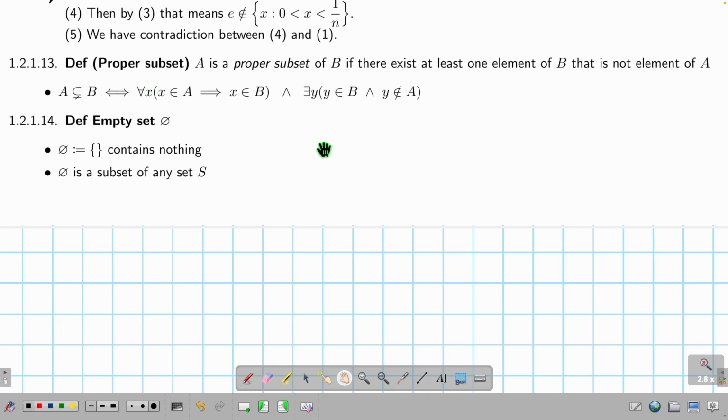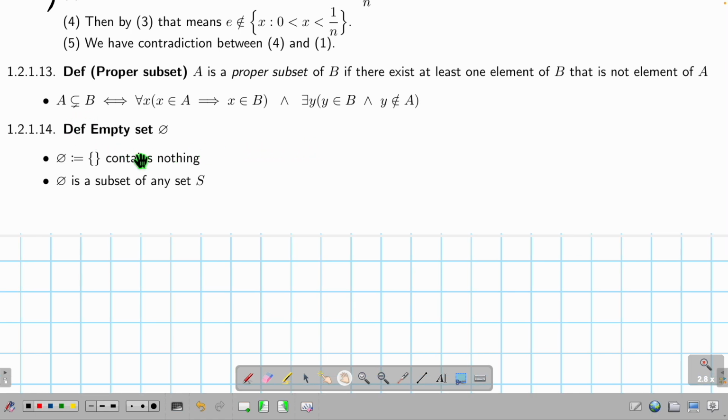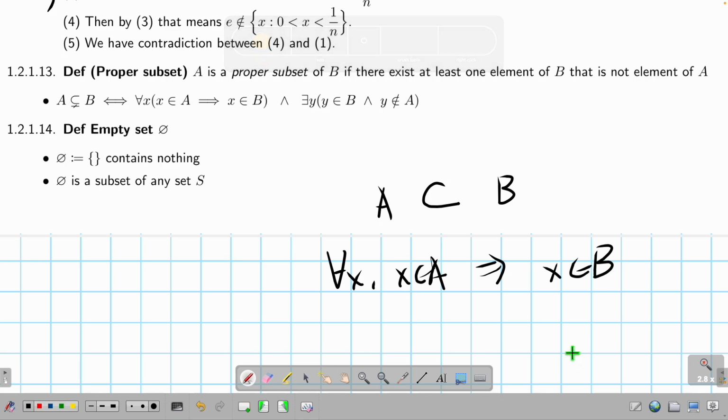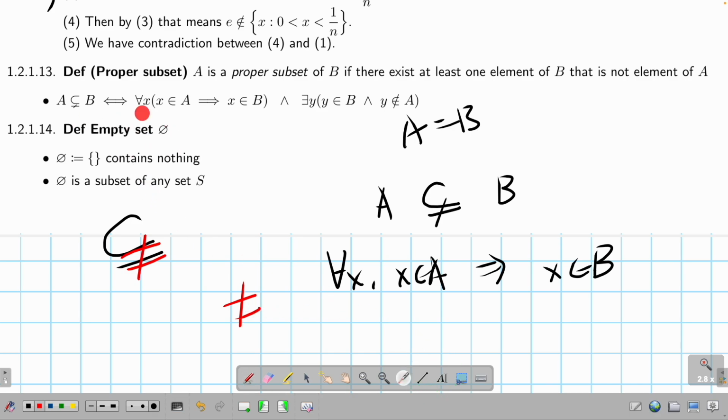Now, proper subset. We said that A is a subset of B if for all x, x in A implies x in B. Okay, then this means it's possible A equals B. We add a not equal here, so this means proper subset. These 2 lines look like an equal sign, so people are just so lazy, they just write this because you know this means not equal, right? So this is the symbol. So what does it mean? It means for all x, x in A implies x in B, exactly what I said here.